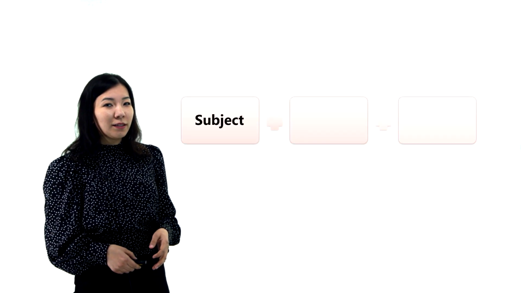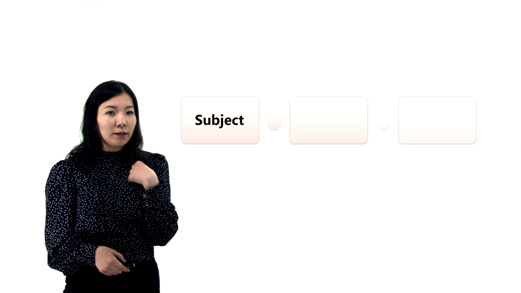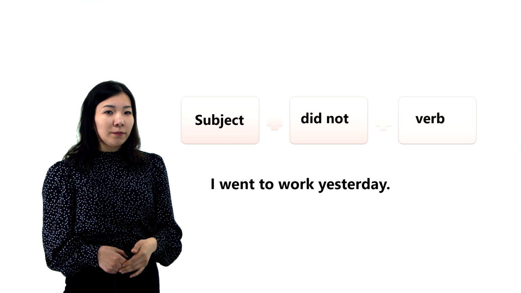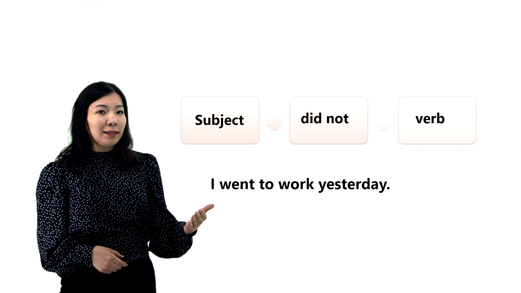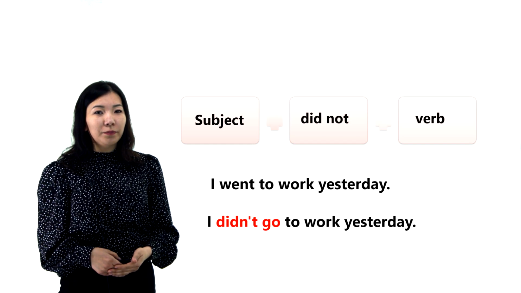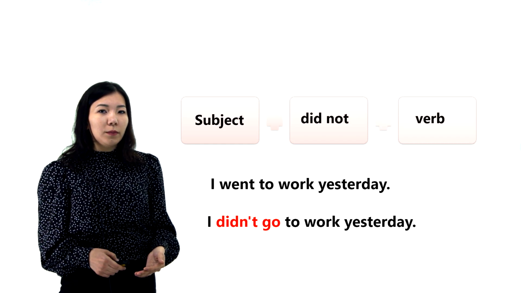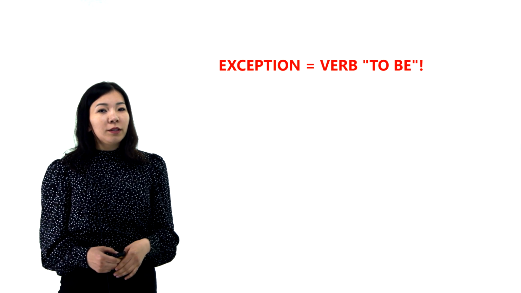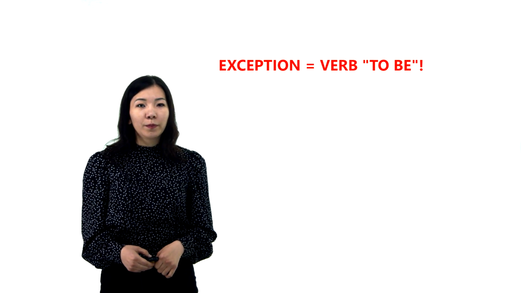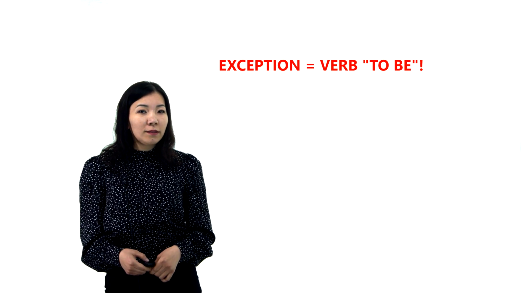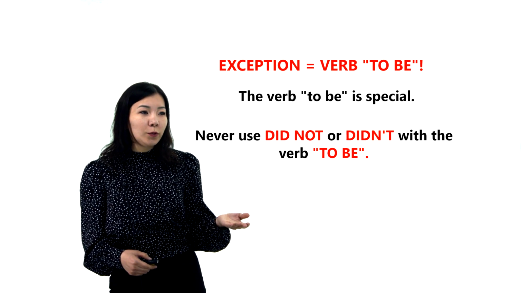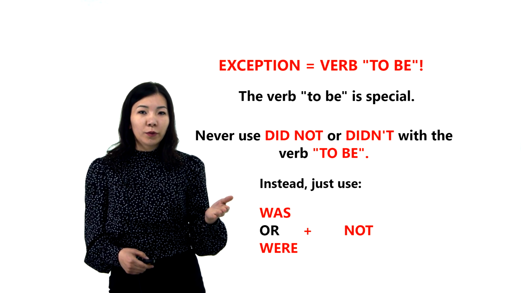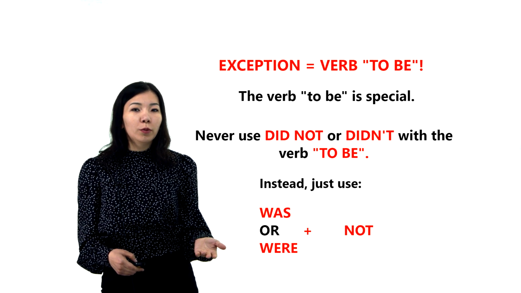Now, to form a negative sentence in the past tense, we need the auxiliary verb did not in between the subject and verb. So for example, I went to work yesterday. In order to make it negative, we add didn't. I didn't go to work yesterday. But there is an exception. There is a special verb to be that never uses the auxiliary verb did not or didn't. Instead, the negative form of to be in the past tense would be was or were. So was for subjects in the singular and were for subjects in the plural.